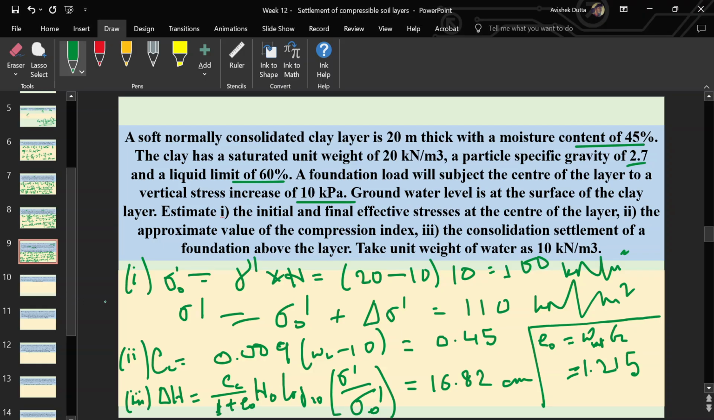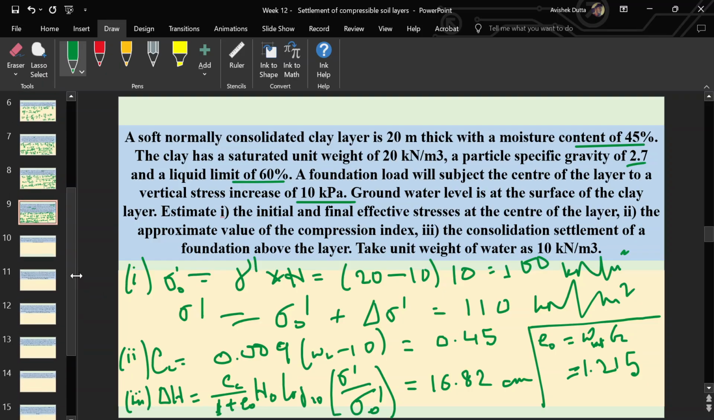Okay, sir. Yeah, these formulas are given in any standard textbook. You can see and find out how they are being formulated.